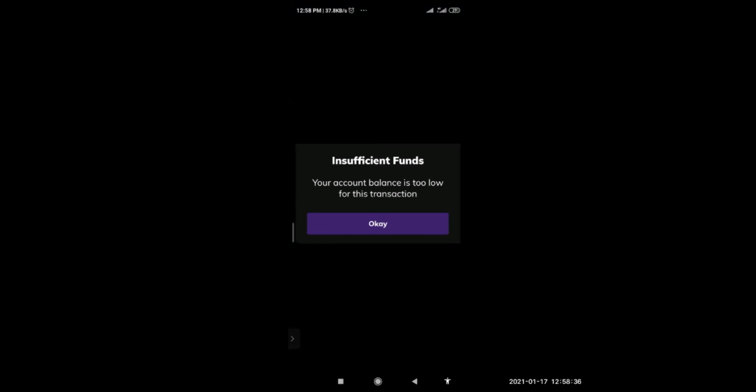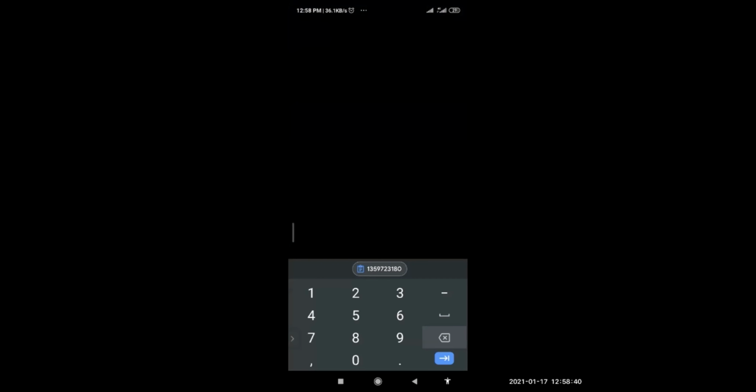Never, ever, ever put Bitcoin, or you may risk losing your account. Your account balance is too low for this transaction. Okay, let's say, for example, 5,000. But you need to put the exact amount as the amount you inserted on that platform. So this is it.